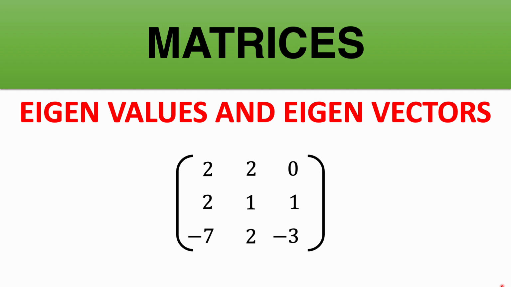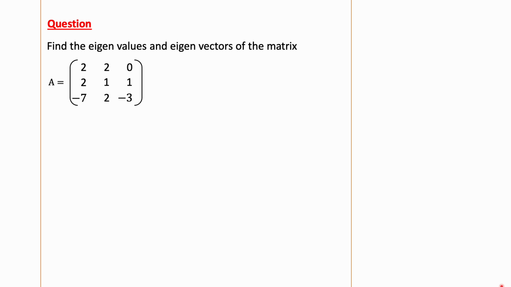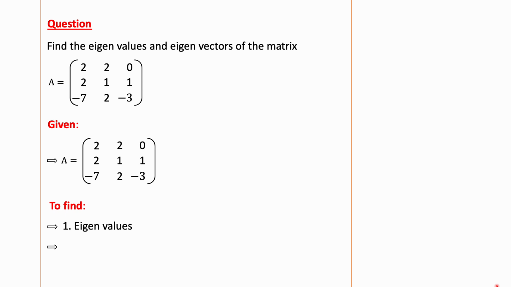Hi friends, in today's video let us learn how to find the eigenvalues and eigenvectors of a 3 by 3 matrix. So the question given is: find the eigenvalues and eigenvectors of the matrix A equal to [2, 2, 0; 2, 1, 1; minus 7, 2, minus 3]. So the given data is matrix A of 3 by 3 order. You have to find the eigenvalues and eigenvectors for the given 3 by 3 matrix, right?